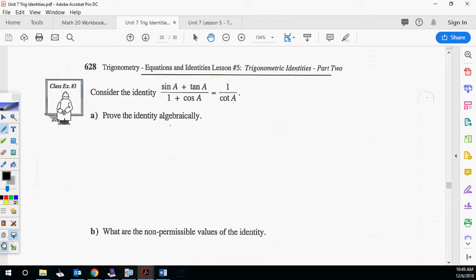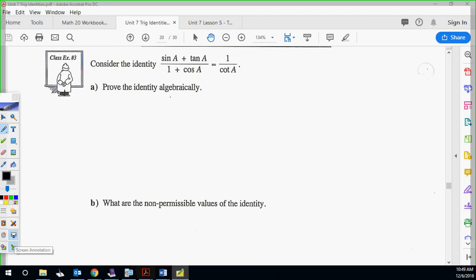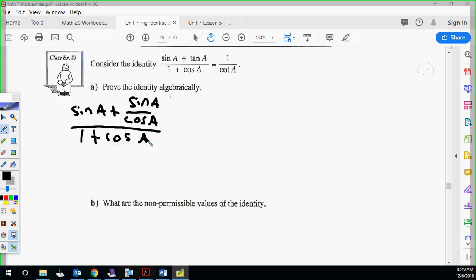Okay, and example 3. Got that sine A, tan A stuff. Okay, so prove it algebraically. So obviously, which side's more difficult? The left side. So we're going to do the left side. We're going to do the top and the bottom. So I'm doing sine A plus sine A over cosine A. I wrote tangent in terms of sine and cosine. The 1 plus cosine can stay on the bottom. And then I'm going to get this to be a fraction with the common denominator. So that's going to be sine A cosine A over cos A. That was just rewriting tangent, and now I'm doing common denominator.